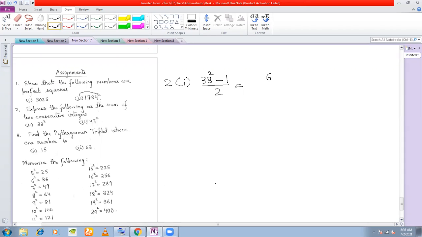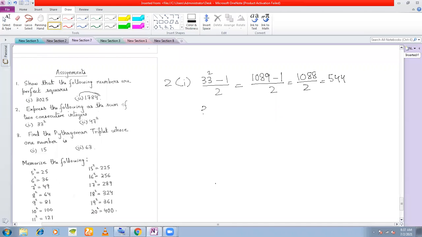3 squared is 9. Now multiply both these numbers, 3 and 3, to get 9. Double 9 to get 18, and 1 is carry. Again, now you need to square this number, 3 squared, plus carry 1, which gives you 10. So 1089. So this will be your square of 33. 1089 minus 1, divided by 2. You get 1088 divided by 2, which you get as 544.